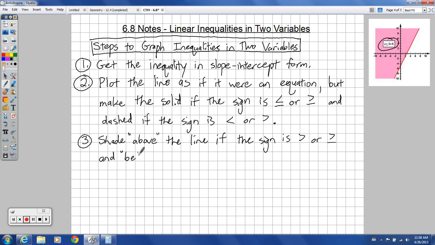And below the line, below just meaning underneath, think of it as a roof again, below the roof. The roof. How do you say it? Tomato, tomato, huh? Below the line, I say roof most of the time. Maybe that's because I'm from Michigan originally. I don't know. If the sign is less than or equal to.